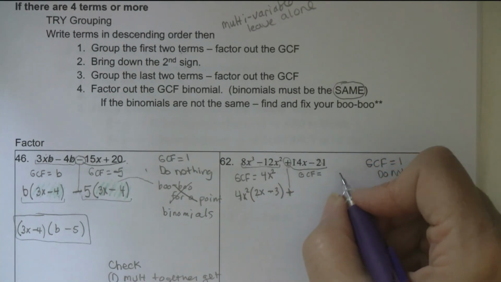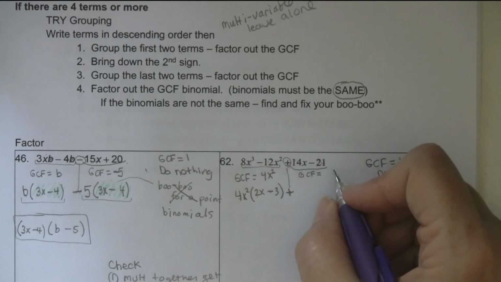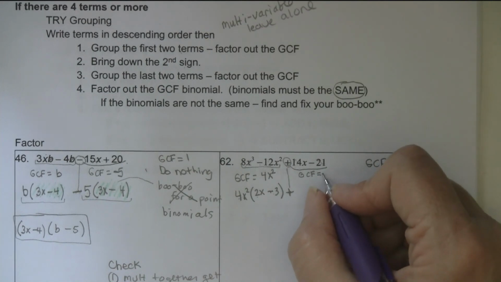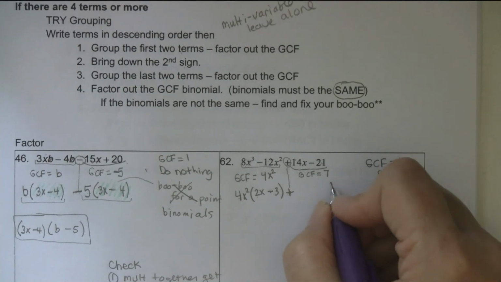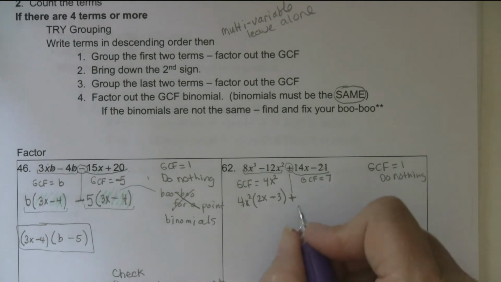And the greatest common factor is, well, what goes evenly into 14 and 21? 7, right? 14 doesn't go evenly into 21, but 7 divides evenly into 14 and also 21. And they don't have a variable in common. You might be thinking, it would be better if you knew your multiplication pretty good in order to do the factoring. And the answer is, you're right.